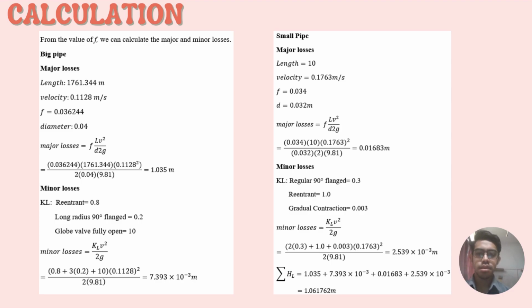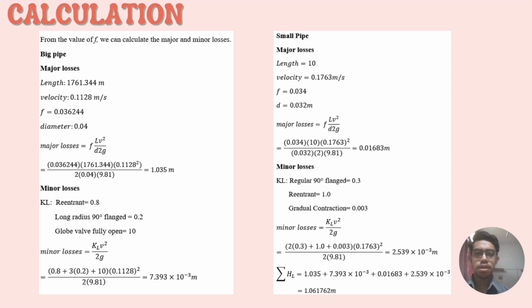1.035 meter. Next, for the minor losses, we need to calculate all the KL values for reentrant, long radius 90 degree flange, and globe valve fully open. The formula to calculate the minor losses is KL V squared over 2g, and we get 7.393 times 10 to the power of negative 3 meter.